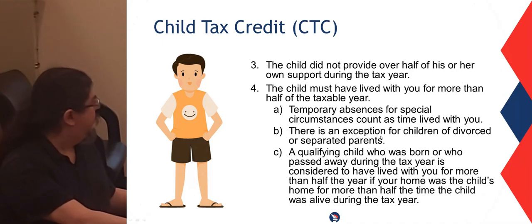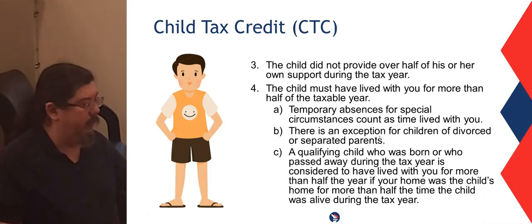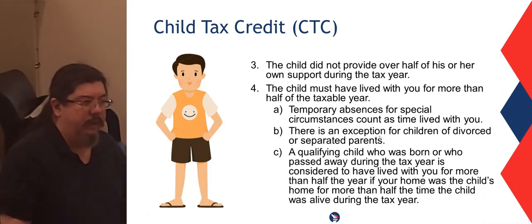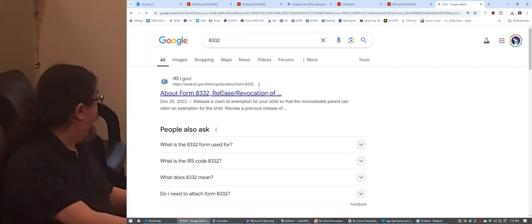The exception for children of divorced and separated parents applies. And what I mean when I say that is that the non-custodial parent can claim the child tax credit with the permission of the custodial parent. And that's going to be 8332.